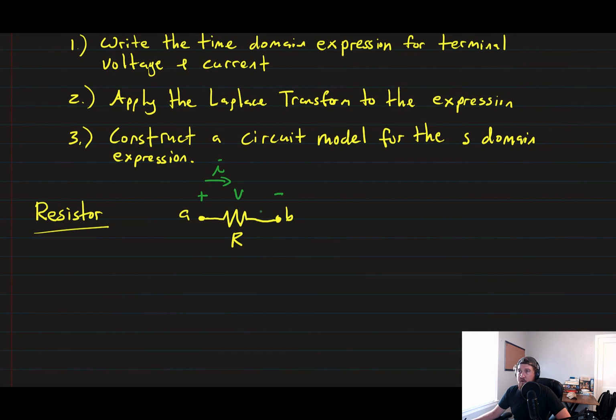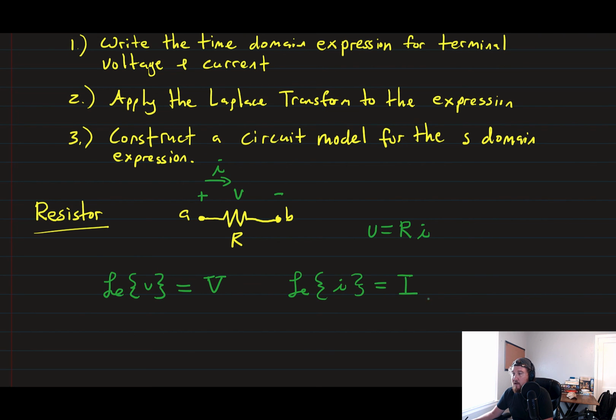Now we already know that Ohm's law is our equation for voltage and current in a resistor. So we know that V is equal to R times I. And if we take the Laplace transform of both sides of this expression, we know that the Laplace transform of V is just a big capital V, and the Laplace transform of I is just a big capital I.